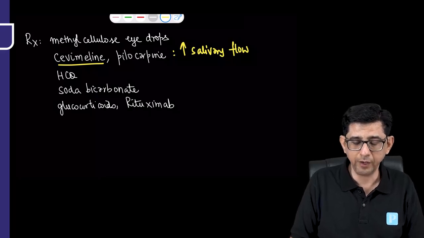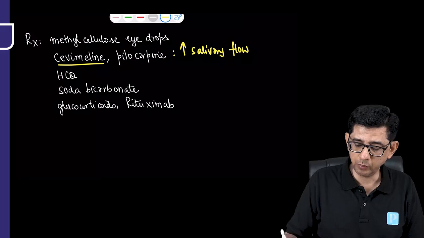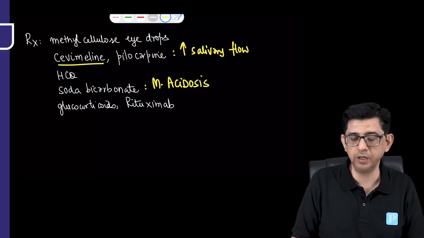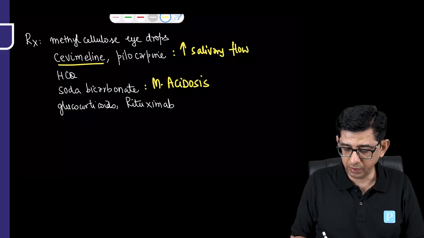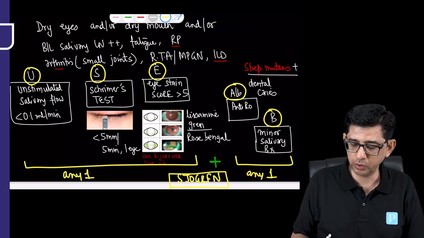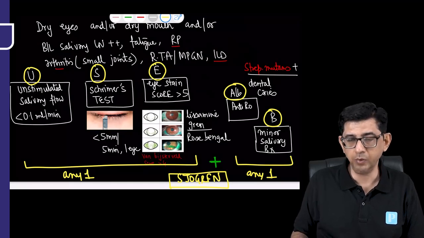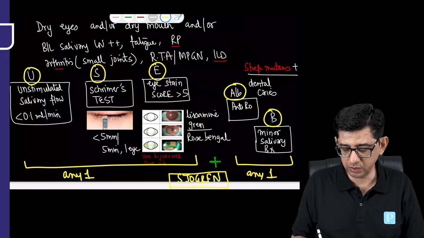Then we use hydroxychloroquine, soda bicarbonate for the metabolic acidosis component. And anyway, we need to use immunomodulators since it is an immunologically mediated disease. So if this topic is asked to you, it is this U's AB that you have to deploy to remember the diagnosis of Sjogren syndrome.